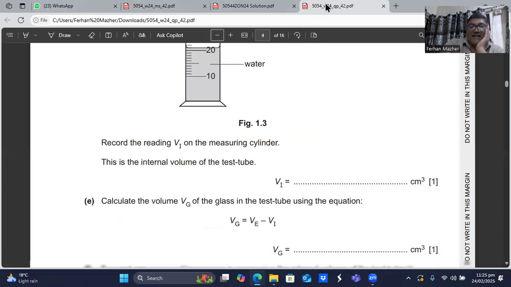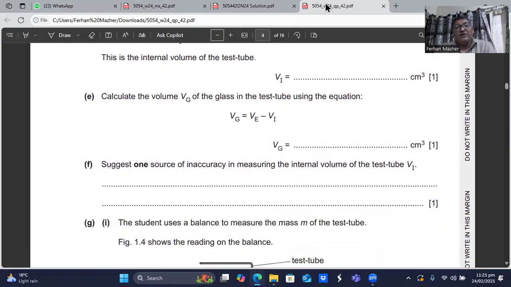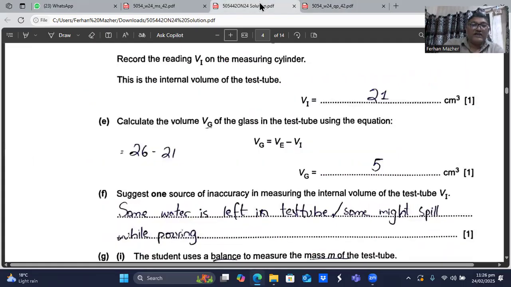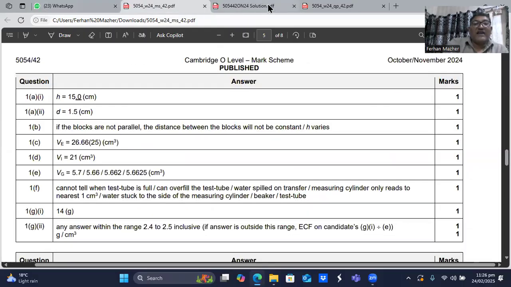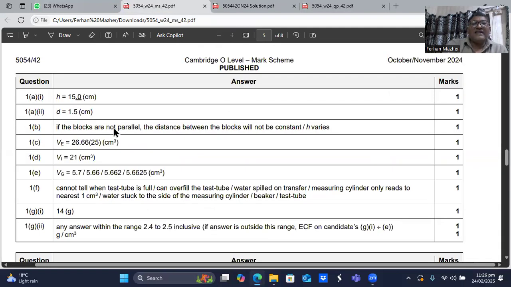Okay, then they say E part, question number one is E part. It says calculate the volume Vg of the glass in the test tube using the equation. The volume of the glass is equal to the external volume minus the internal volume. So we know the external volume, we know the internal volume. We will simply subtract them. 26 minus 21. So that is 5. So we think that the volume of the glass is 5. Okay. You see, our answer is a little different because of the height.